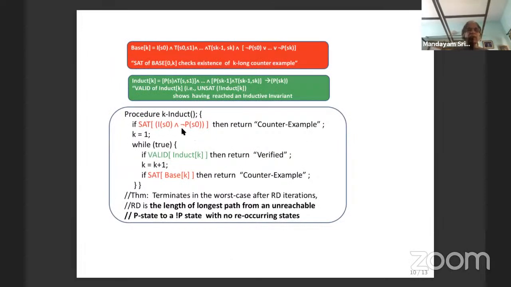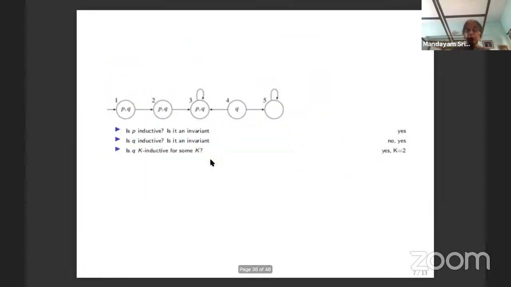So that's what you do. You start by seeing if any of the initial states violates P, in which case you found a counterexample. Otherwise, you set K equal to 1 and you check the inductiveness check, whether it is one-inductive. If so, you return verified. If not, you increment K and then you repeat. You increment K, check if there is a counterexample of length K plus 1. If so, you exit. Otherwise, you check that this is a sufficient condition.